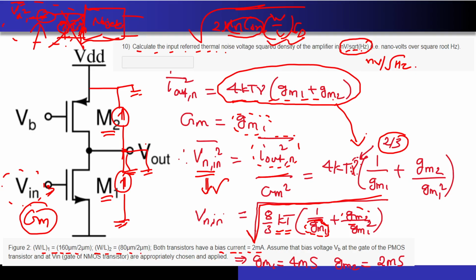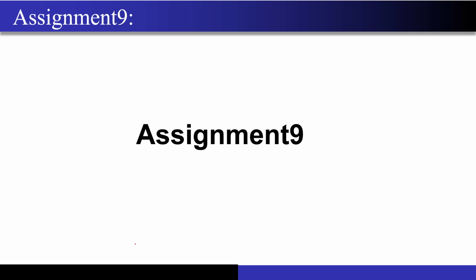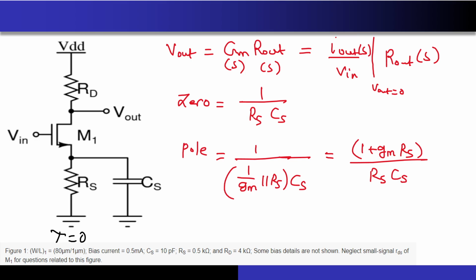Correct? And from here you will be able to get the expression for Vn, that is the input referred noise voltage density in terms of nanovolt per root hertz. I hope this particular part is clear, and if you do the detailed calculations that I have done over here, you will get this particular final answer. Correct? Any doubts at this particular point? Okay, then I will be moving to assignment number 9. If you guys have doubts, then please feel free to poke me.